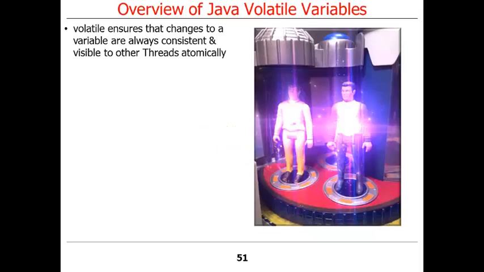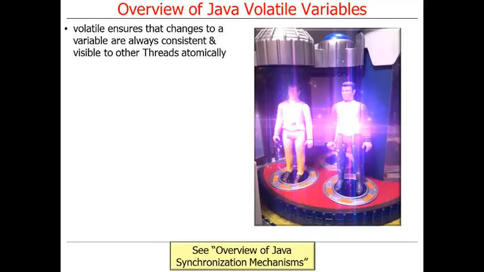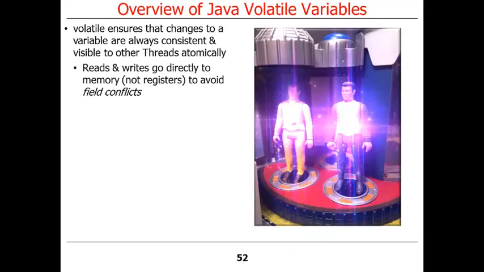Given that, now let's talk about volatile variables, because they relate to this in some ways. Volatile, if you recall, ensures that changes to a variable are always consistent and visible to other threads atomically. So it's an atomic operation, but it's just a read or a write. The idea here is that reads and writes on a volatile go directly to memory. Do not pass go, do not collect $200, go directly to memory.